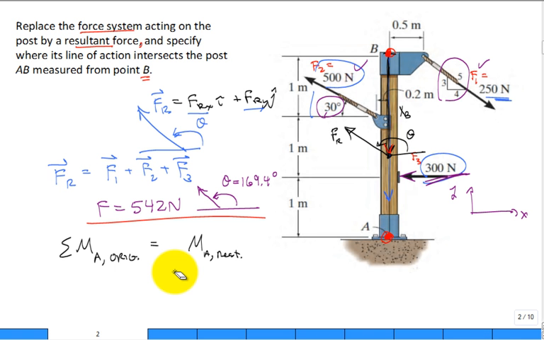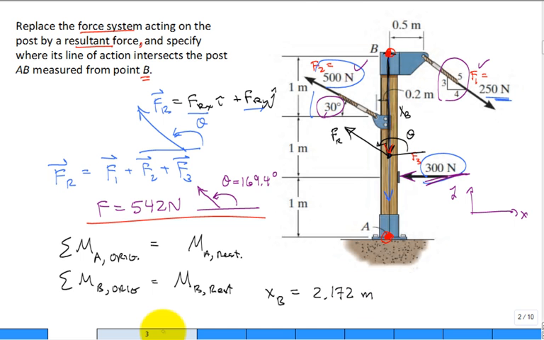That's our basic equation. You could say, the sum of the moments around point B for the original 3-force system must equal the moment that our single resultant force generates around point B. That's the equivalent system. That'll work. Both of those will work. And when you go through the math, it's a good review of how to calculate moments of forces. You'll find that distance x of B is equal to 2.172 meters. Good? Press forward. So let's press forward.